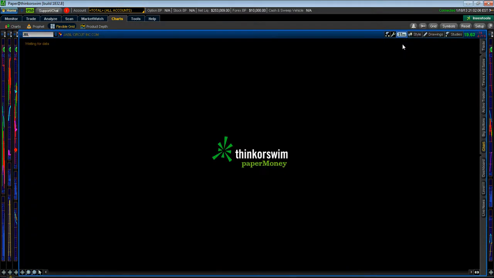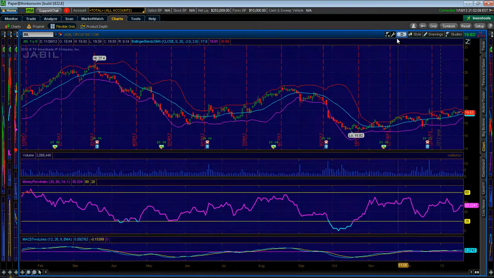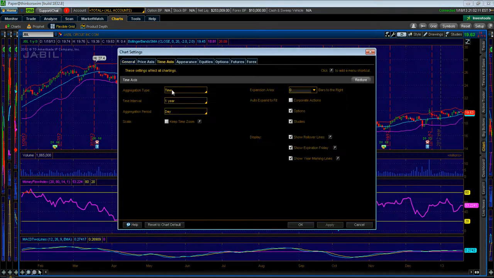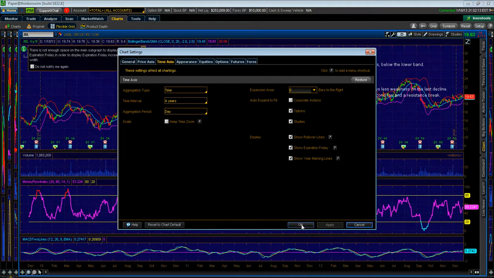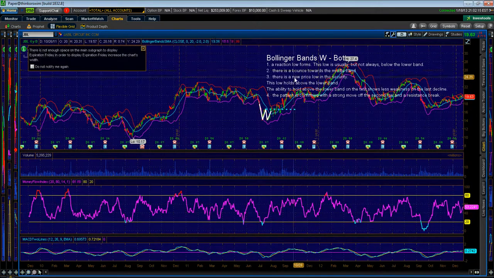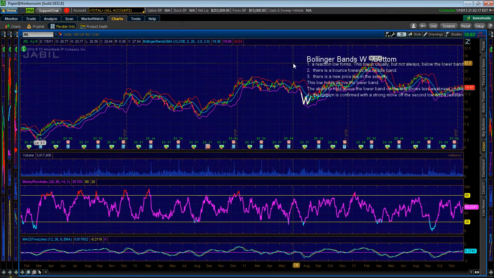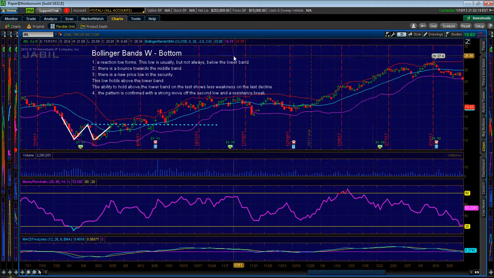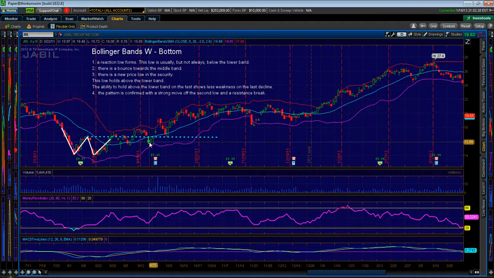And again, my price chart is playing around with me, so I've got to reset this real quick. Let's see here. Okay, so here we're going to talk about W bottoms. And there are some rules that go along with W bottoms, and I have them actually posted right up here. And let me actually make this a little bit better like that.